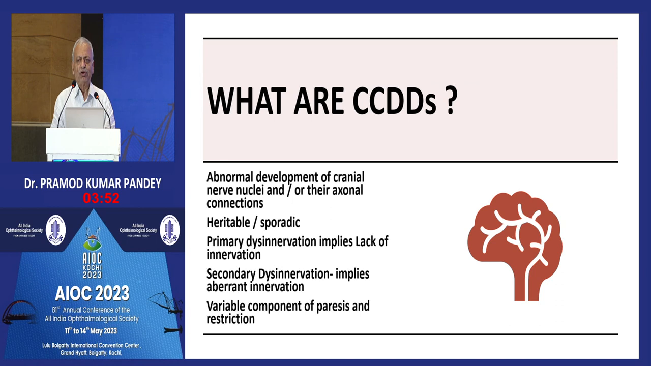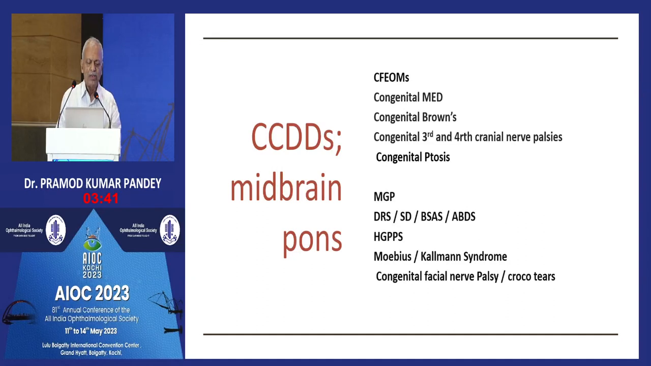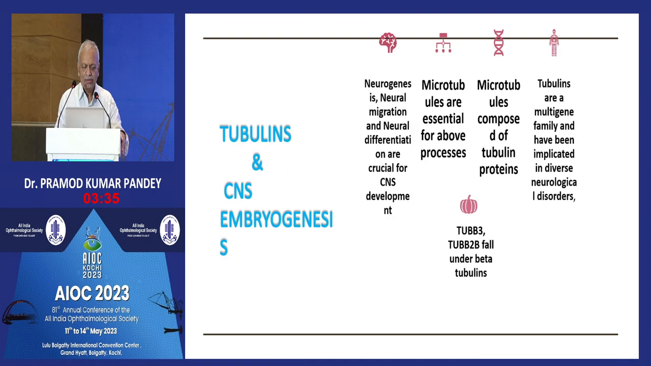Now, CCDDs: we all know that in 20 years we have seen a lot of change in how we understand CCDDs. This has happened mainly because of genetics and neuroimaging. There is a long list of CCDDs, almost a dozen, and that list is expanding. Tubulins are very important when we think of CCDDs. Neurogenesis, neural migration, and neural differentiation are crucial for CNS development. Microtubules are essential for these processes.